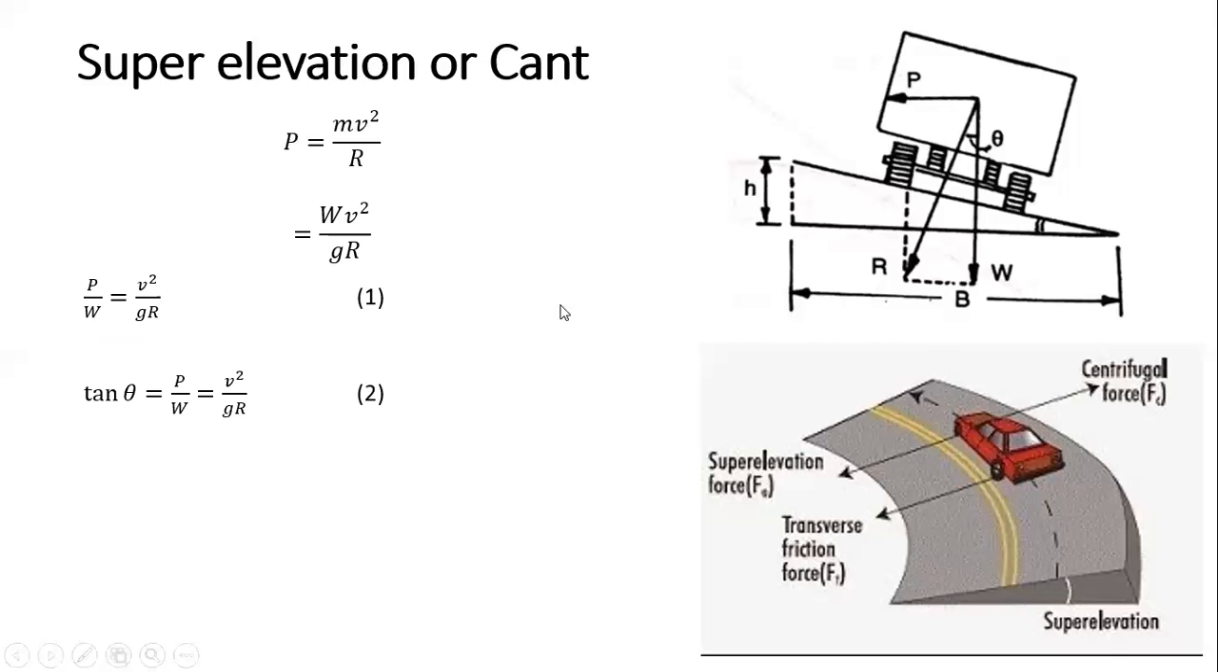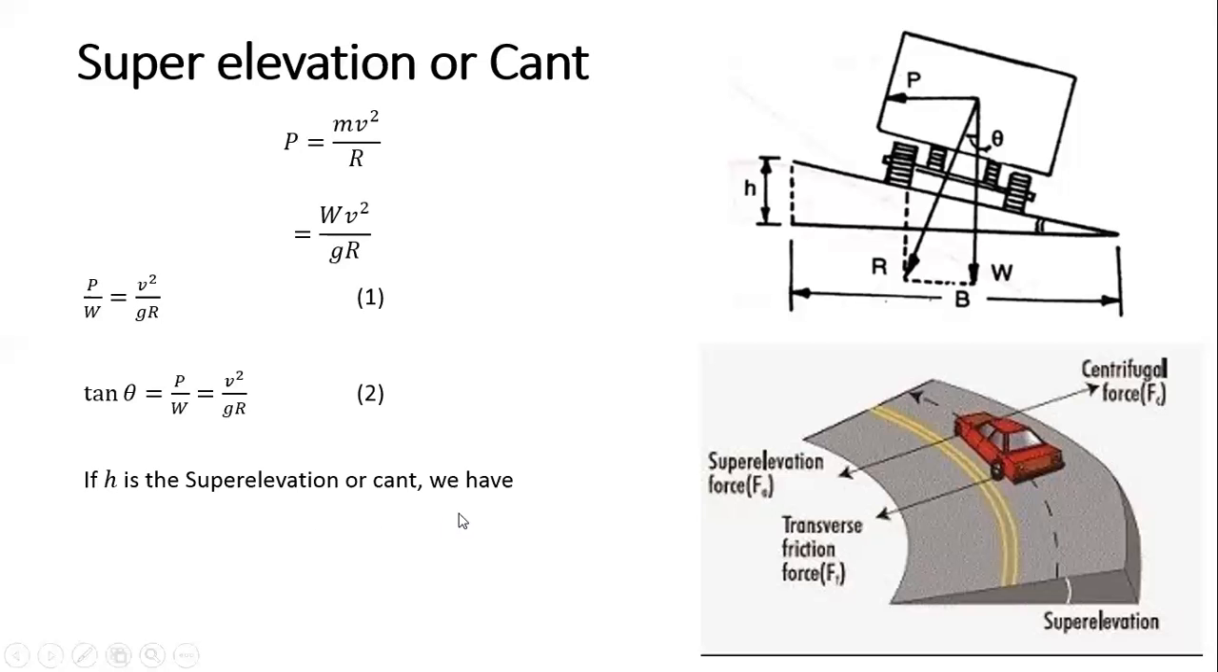Now what is this P by W here? If you see this diagram here, this is my P, this is perpendicular, and this is my W, that is your base. So this is nothing but tan theta, perpendicular upon base. So P by W is nothing but your tan theta. So tan theta is equal to V square over gR. This is my equation number 2.